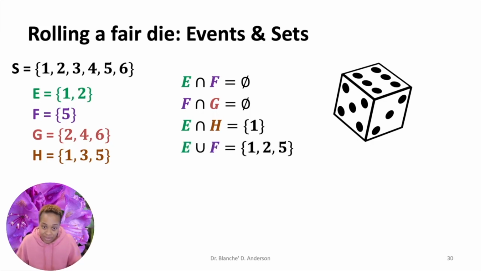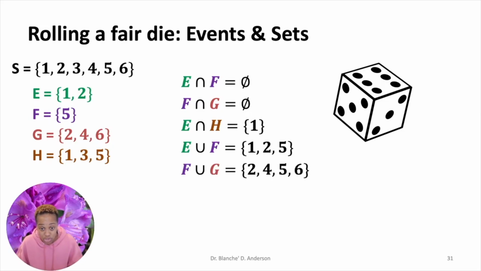Easy? Okay, E union F. So either I roll a 1 or a 2, or I roll a 5. When I union those events together, I get 1, 2, and 5. So see, union means one or the other or both, and intersection means it has to happen in both of them in order for them to exist in the set. Again, leave any questions that you have. I'm trying to make it very plain here.